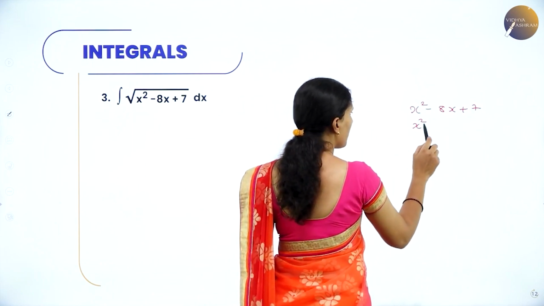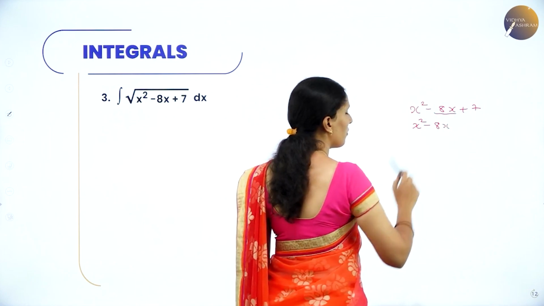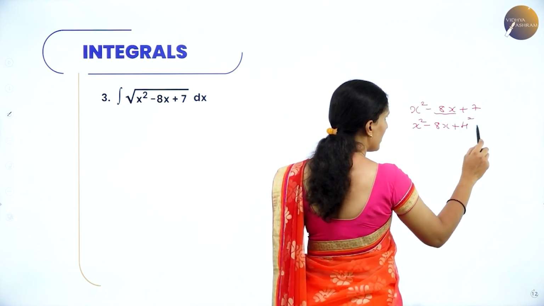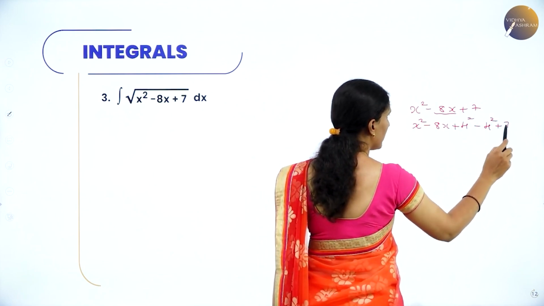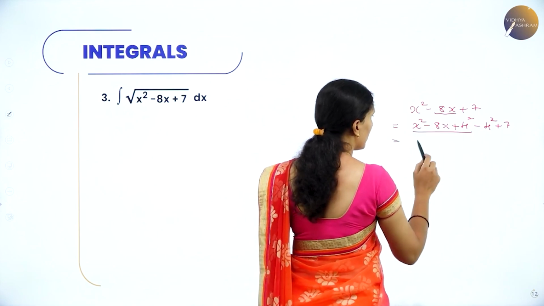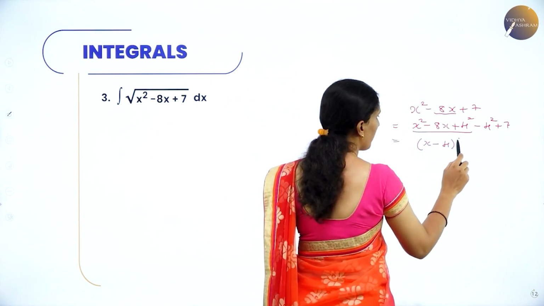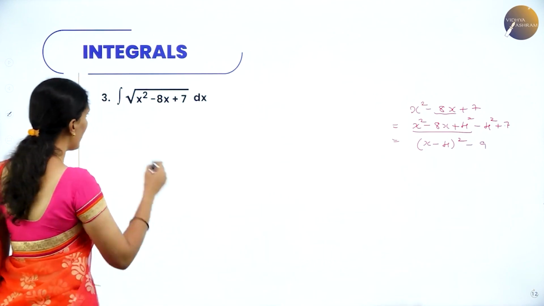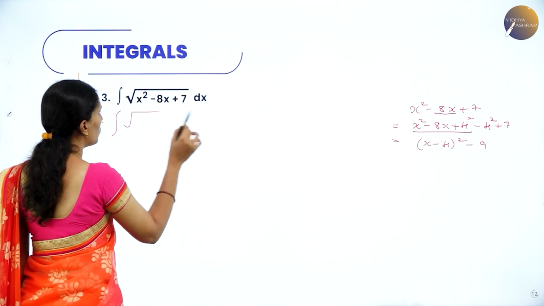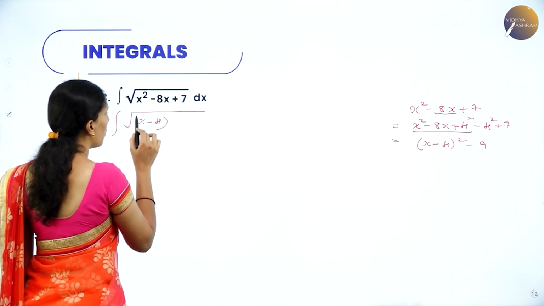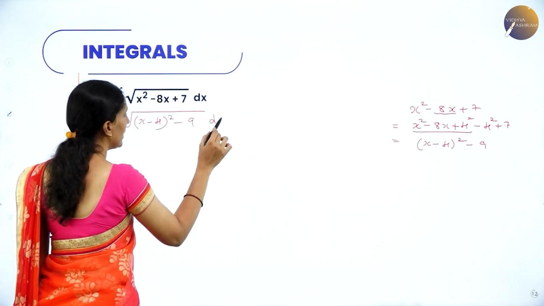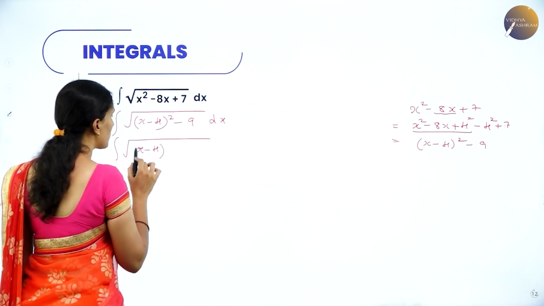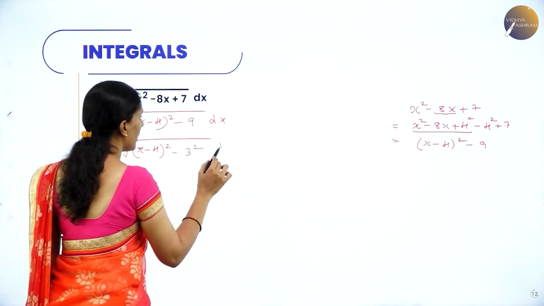Now, this is x square minus 8x. If you take this in the form of 2ab, we have 2 into 4. So, therefore, add 4 square, subtract 4 square here. Then this becomes (x minus 4) whole square minus 16 plus 7, which becomes minus 9. So, therefore, I can write this integral as root of (x minus 4) whole square minus 9 dx, or root of (x minus 4) whole square minus 3 square dx.